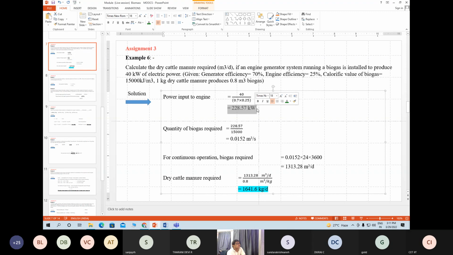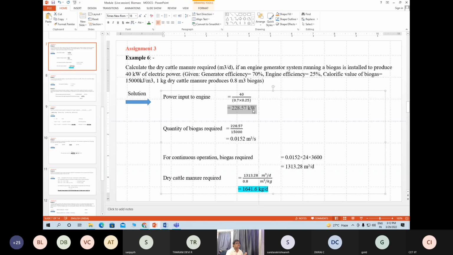So what is the quantity of gas required to produce this particular power? It is a biogas-coupled system, so you require a certain amount of biogas to produce this much power. To calculate this, we need to know the calorific value of the gas, because the calorific value is the burning value of that material, by which it produces a specific amount of energy, and that energy is converted into electrical energy here.